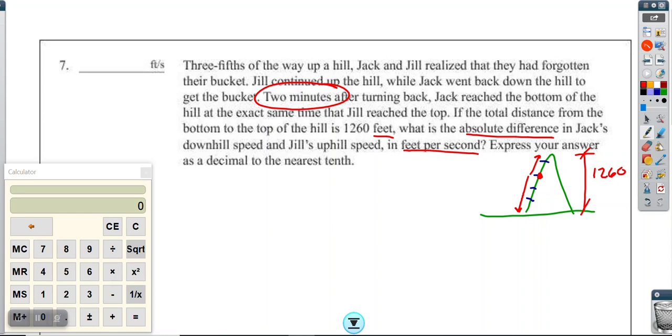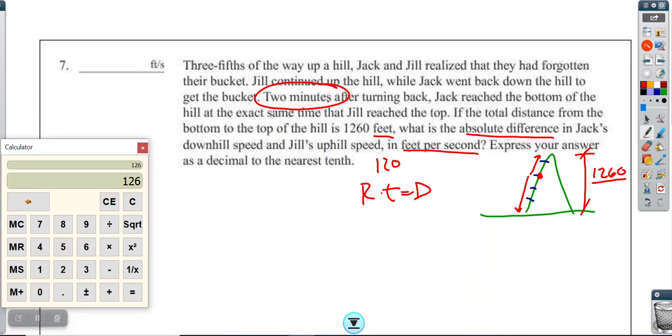And they give us minutes, right? So we have to convert this into seconds, so that's 120 seconds. And I know that rate times time is equal to distance. So we need to figure out the distance that Jack and Jill both walked, right? 2/5 or 40% of 1,260. That's a lot for a calculator, right? So let's go with 1,260.